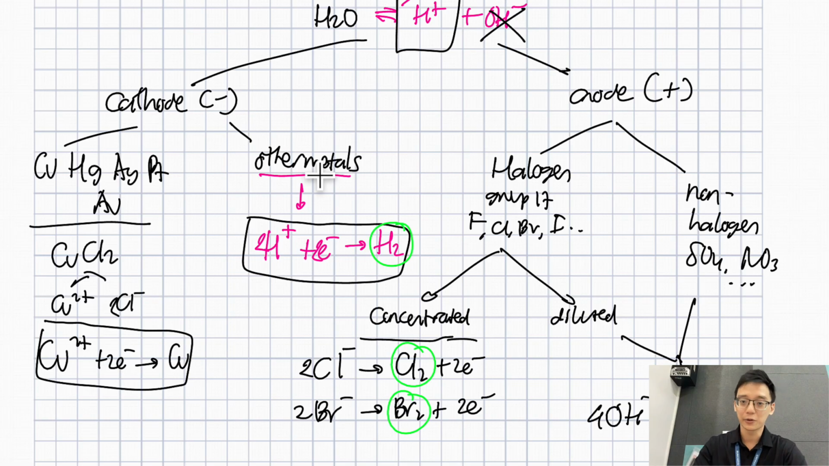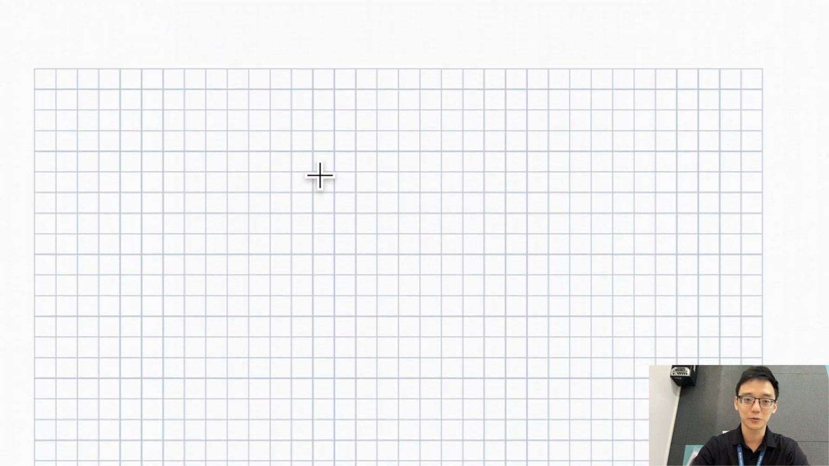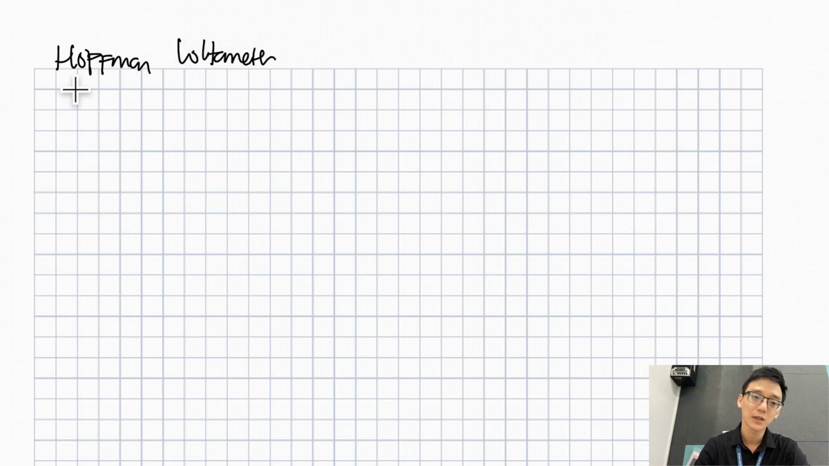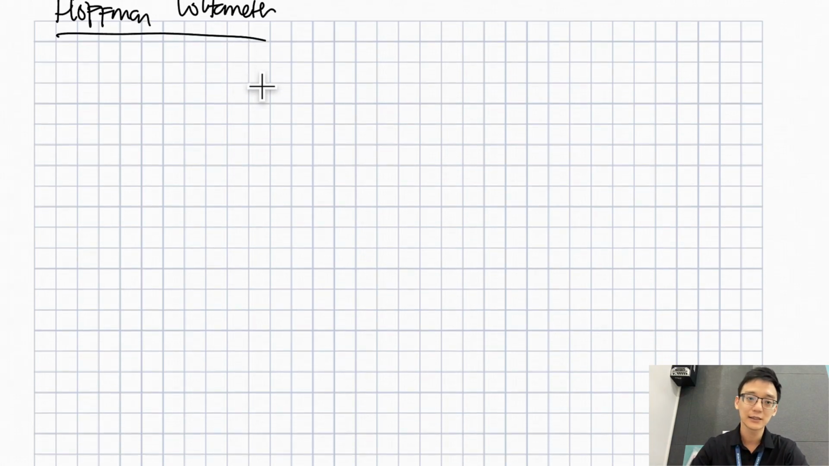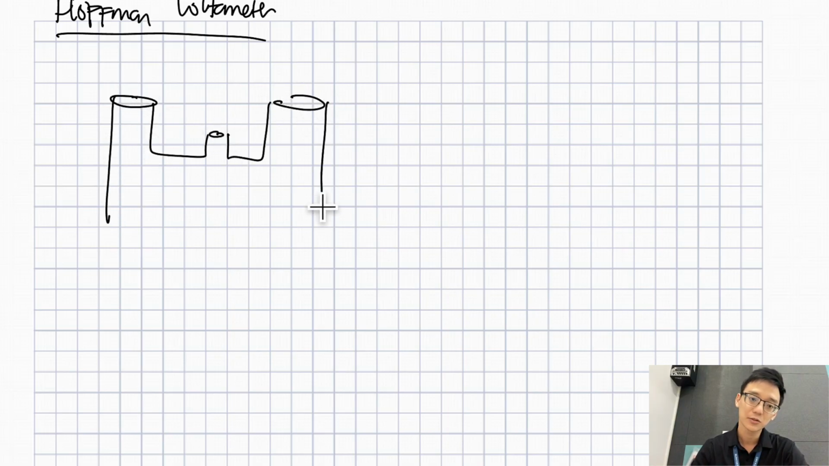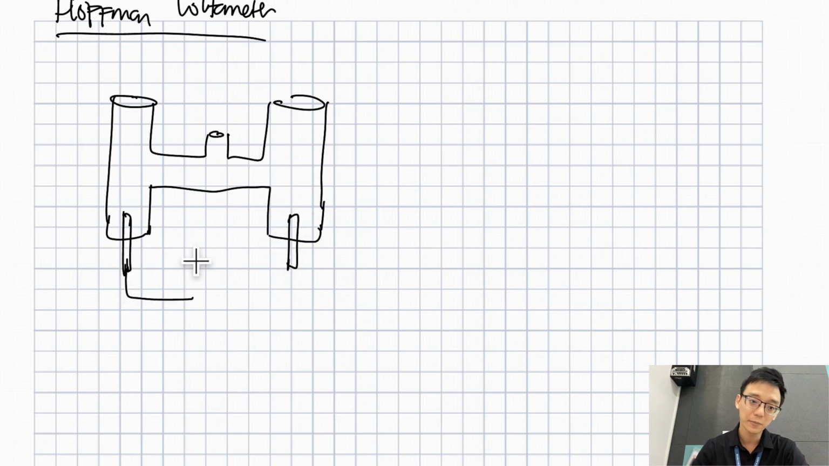What other things do you need to know? We also have an instrument called the Hofmann voltameter. It's one way to separate oxygen and hydrogen production from water electrolysis. So how to do that? First, we have to have an instrument that is shaped like this. Then you put electrodes here, and then you connect it to a power source.